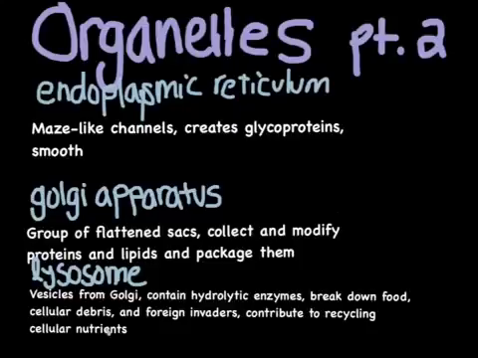Organelles Part 2. Then there's the endoplasmic reticulum, which is made of maze-like channels and creates glycoproteins. Smooth ER synthesizes lipids and breaks down toxins. Next is the Golgi apparatus. It's a group of flattened sacs that collect and modify proteins and lipids and package them. Lysosomes are vesicles from the Golgi apparatus, containing hydrolytic enzymes that break down food, cellular debris, and foreign invaders. And they contribute to recycling cellular nutrients.